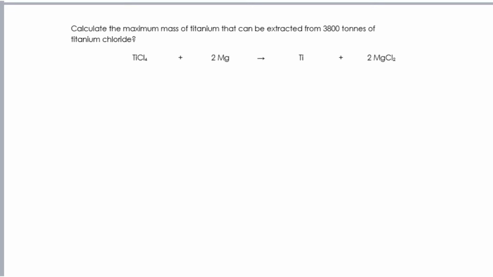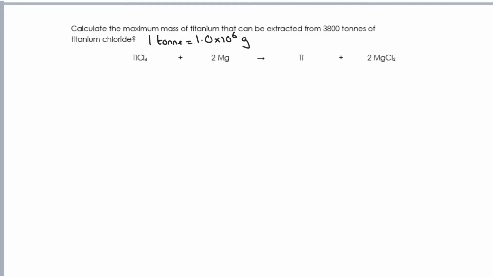So moving on. Now finally, calculate the maximum mass of titanium that can be extracted from 3,800 tonnes of titanium chloride. Now, some exam questions will tell you how many grams in a tonne, so you might get this information. My advice to you would be ignore that, and to do the calculation as if you had 3,800 grams of titanium chloride, then all you need to do is change the units at the end. That's the way I'm going to do it.